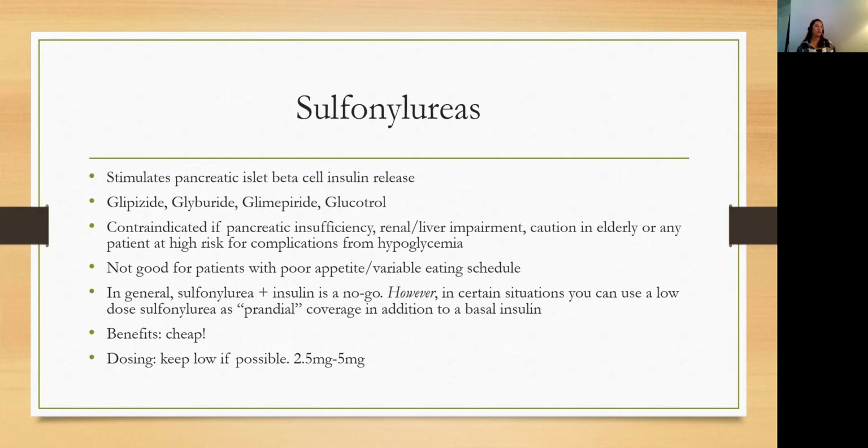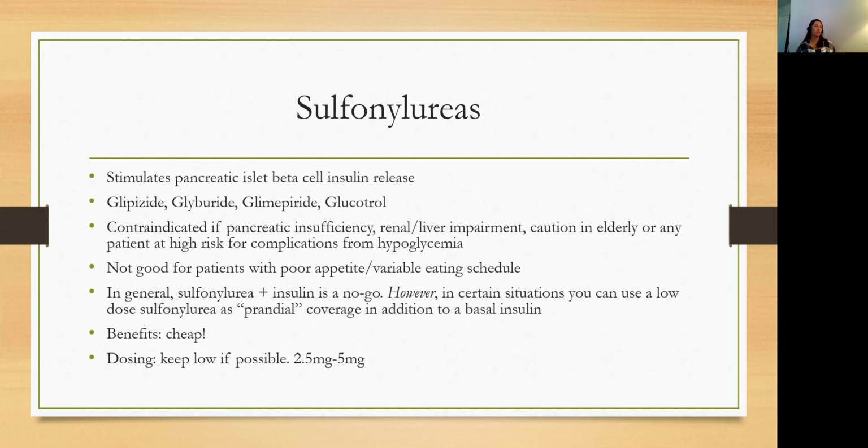These are contraindicated in pancreatic insufficiency. So the patients that aren't making enough insulin, you don't want to try to force them to make more insulin because it's really not going to work. Also if they have renal or liver impairment. And you need to be cautious in the elderly or with patients at high risk of complications from hypoglycemia. This can cause low blood sugars because you're just stimulating the pancreas to produce a bunch of insulin. So if the patient's not eating frequently, then they're probably going to have low blood sugars. So it's not good for patients with a poor appetite or a very variable eating schedule, because if they just take it and don't eat, then they're going to be low.